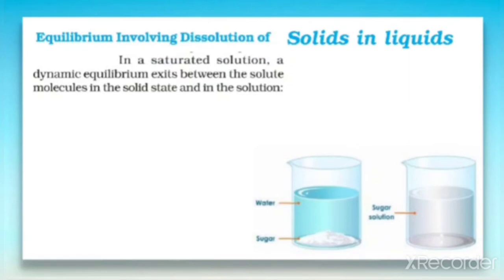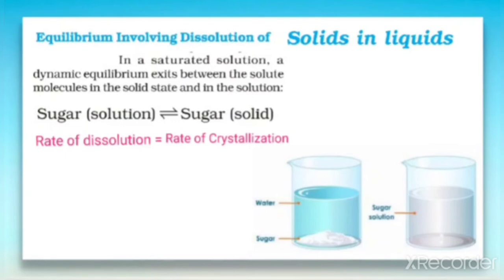So in a saturated solution, we can say that a dynamic equilibrium exists between the solute molecules in the solid state and in the solution, which can be represented as sugar in the solution form being in equilibrium with the sugar in the solid form. This equilibrium is due to the rate of dissolution being equal to the rate of crystallization. It means that during the dissolution process, a stage is reached where no further dissolution takes place.